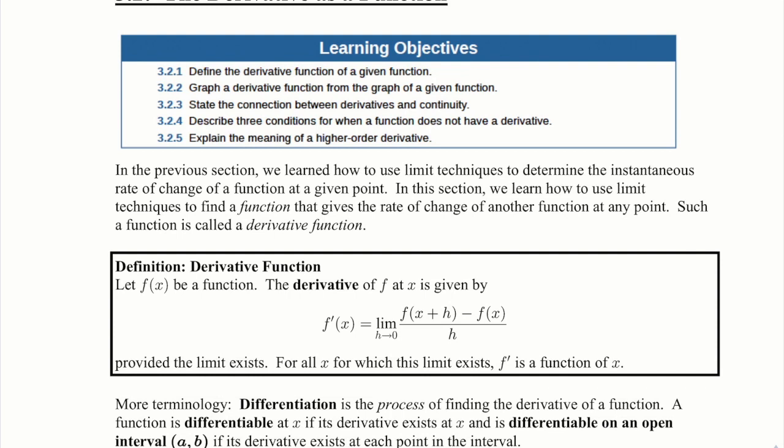So our objectives are: define the derivative function of a given function, graph a derivative function from the graph of a given function, state the connection between derivatives and continuity, describe 3 conditions for when a function does not have a derivative, and explain the meaning of a higher order derivative, like a second derivative or a third derivative or a fourth derivative.